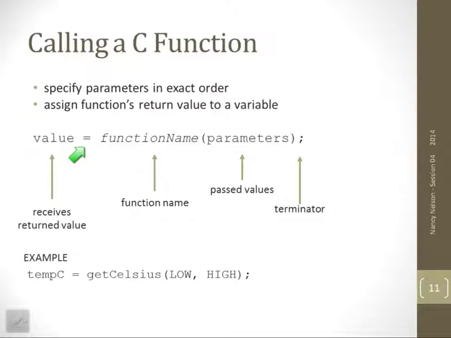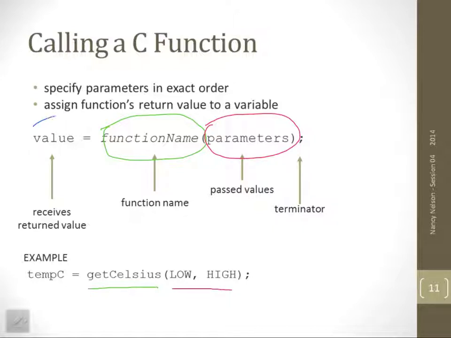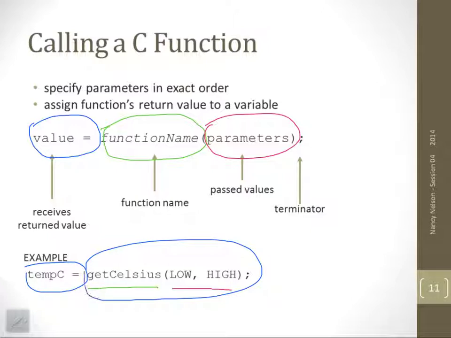So let's take a look at an example here. We have our function name. There's our getCelsius. We have our parameter list. There are our parameters. And we have our return value assigned. So here we're assigning the returned value of what's on the right-hand side of our expression to tempC, which is our variable on the left-hand side. Important to remember that just like every other instruction, it has to be terminated with a semicolon.